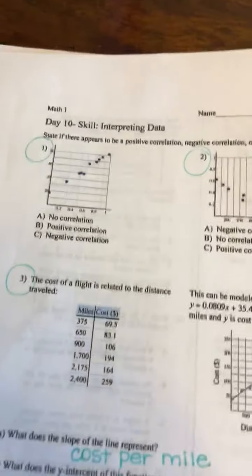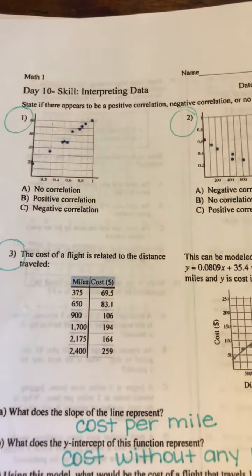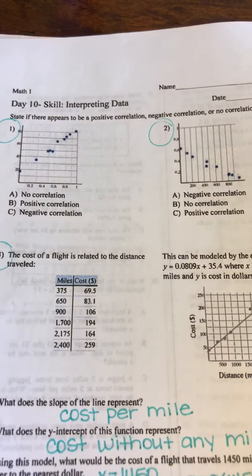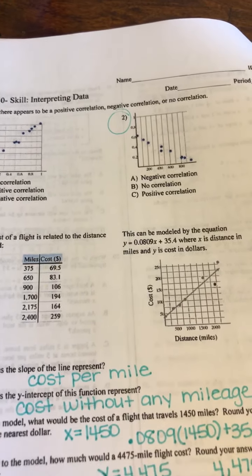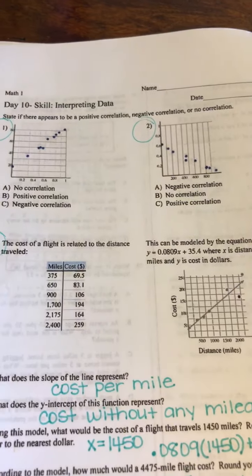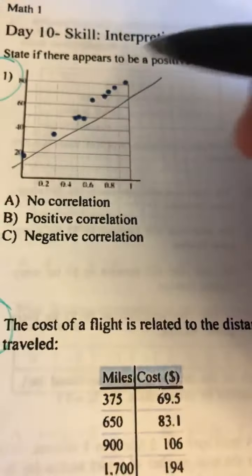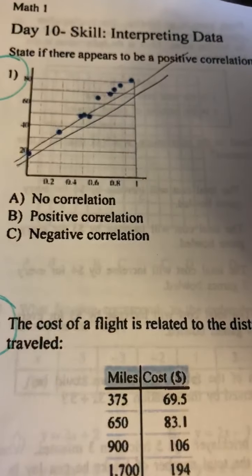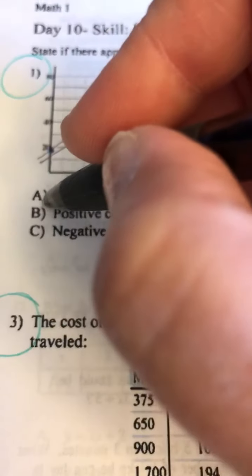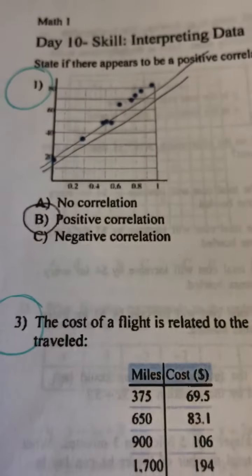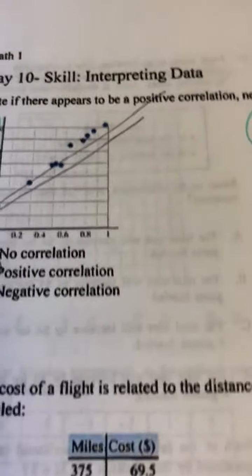All right, guys, I'm going to go over day 10 in the packet. It says state if there appears to be positive, negative, or no correlation. Just as a reminder, the correlation is the slope. So if I were to draw a line through the middle of my points, that definitely has a positive slope. And because it has a positive slope, it has a positive correlation. So number 1 would be B.